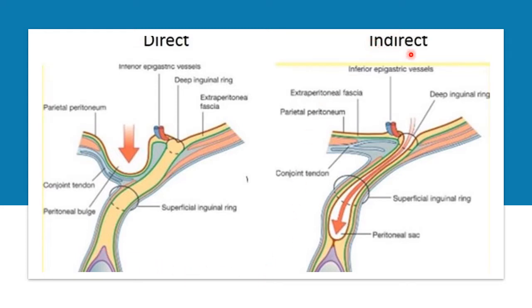On the right here is an indirect hernia, where the hernia exits the abdomen and enters the inguinal canal through the deep inguinal ring, which is located lateral to the inferior epigastric artery and vein. It then continues its journey down within the inguinal canal and exits at the superficial inguinal ring into the scrotum.